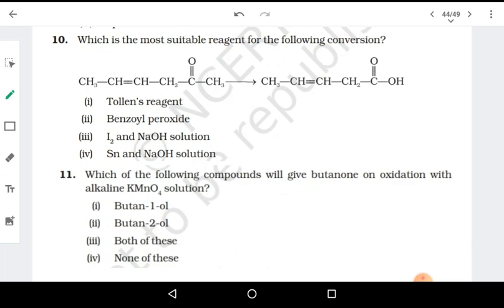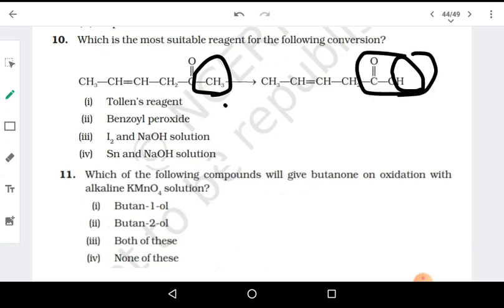Which is the most suitable reagent for the following conversions? What is happening? CH3 should be converted into OH. What should be the reagent that should be used over here? This is an acid, this is a ketone. How to do this conversion? It should be option number 3, iodoform test.